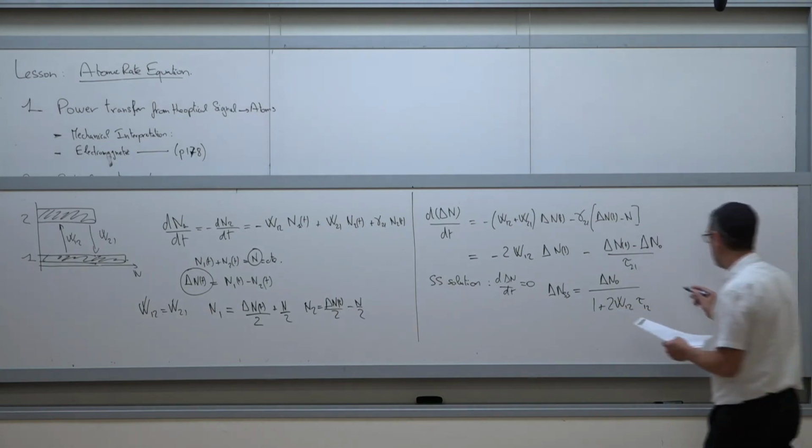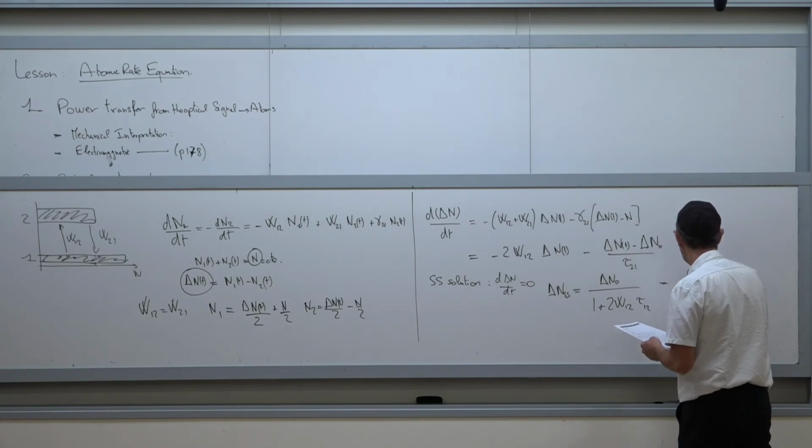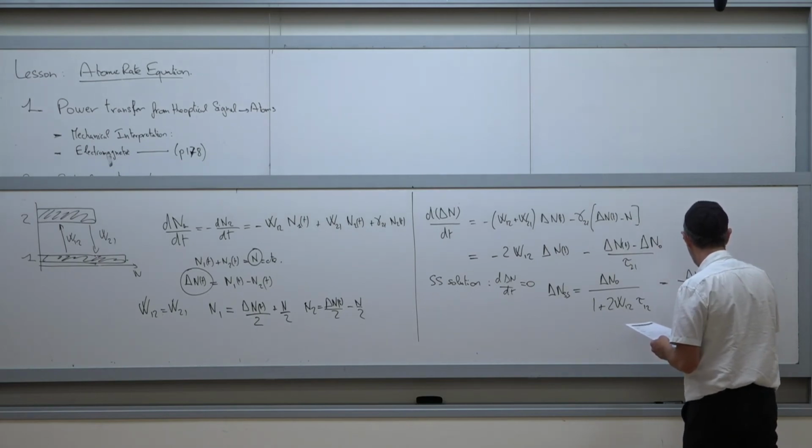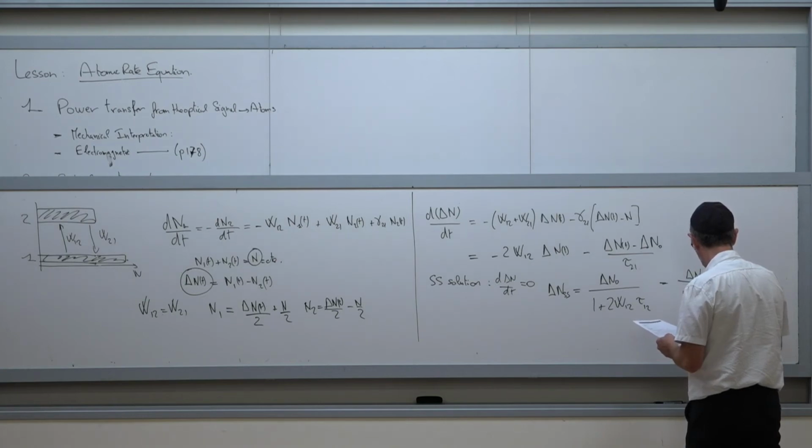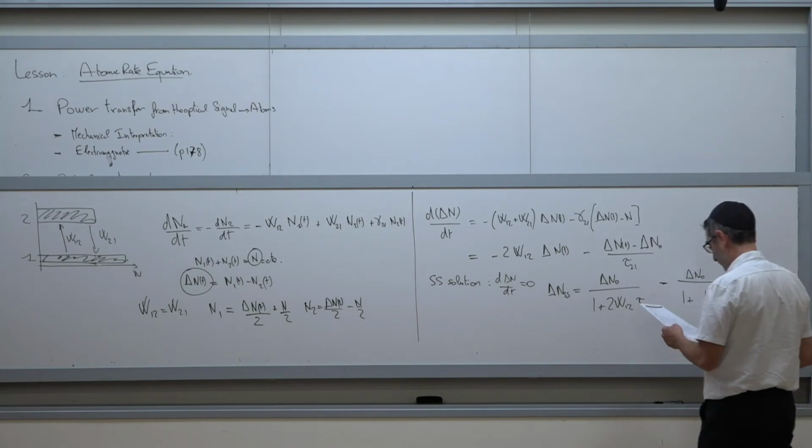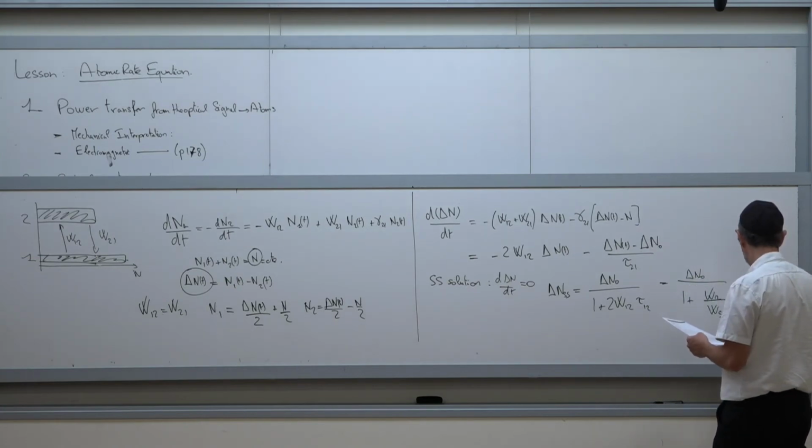Or you can rewrite it like that. Delta n0 is 1 plus W12 over W saturation, or W sat, or 1 over tau 12 to 1.